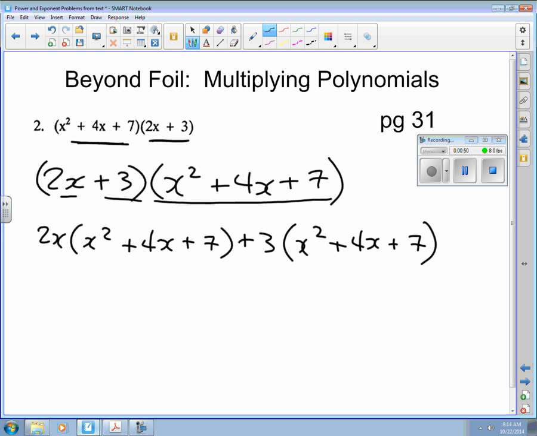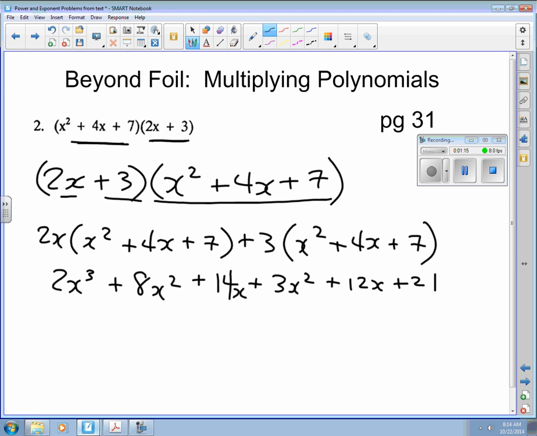So now I just have to make sure I multiply properly and then collect like terms. So 2x times x squared is 2x cubed. 2x times 4x is 8x squared. 2x times 7 is 14. Then over on the next bracket, it's 3x squared. Oh, sorry, thank you, 14x. And then back over here, I had 3x squared, that part I did right, plus 12x plus 21.